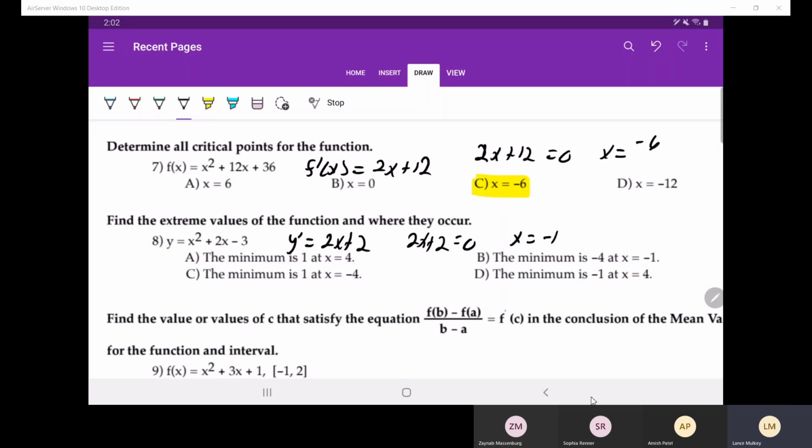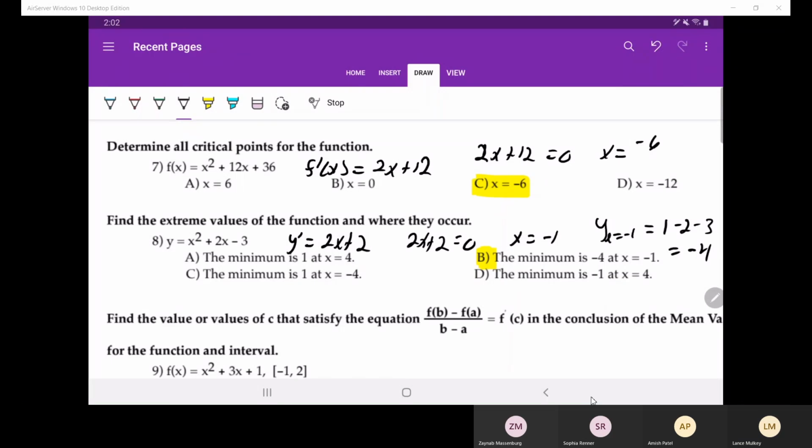So it has x equals -1. And because the value on this x squared is positive, that's the a value. So if it was a negative number in front of x squared, there would be a local maximum. But since it's positive, there's going to be a local minimum or an absolute minimum. So now we do y at x equals -1, and we get 1 minus 2 minus 3 equals -4. So the minimum is -4 at x equals -1.